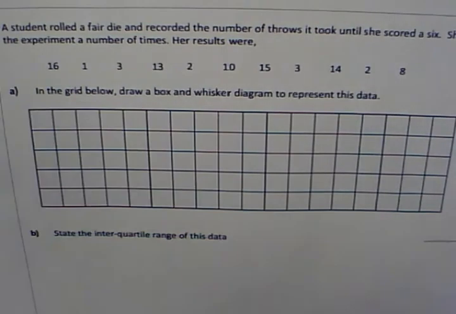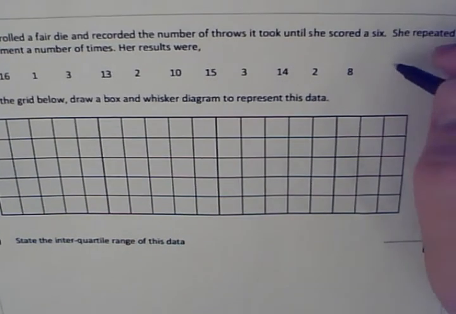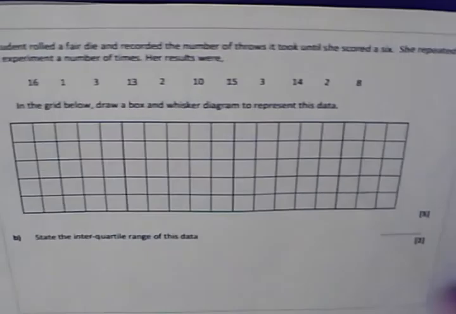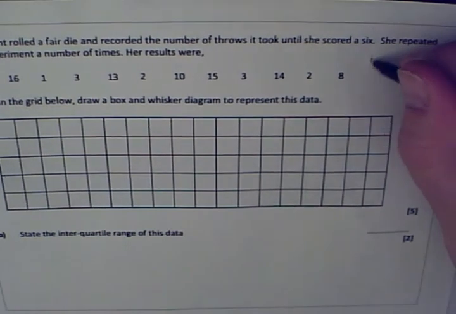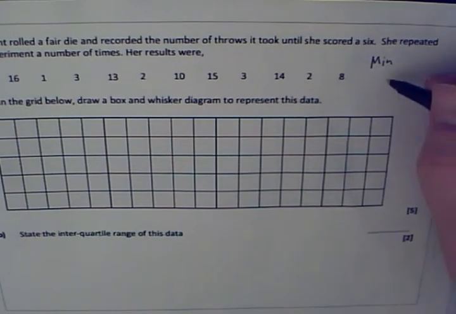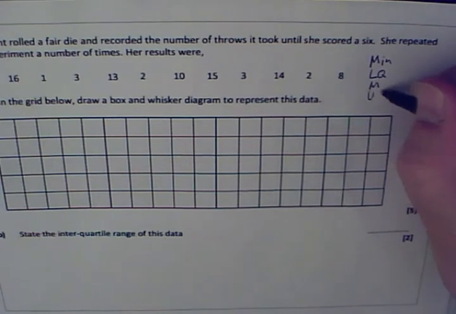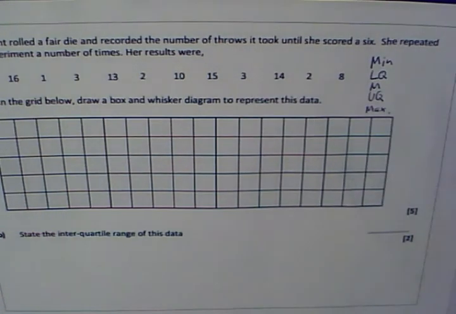For a box and whisker plot, I need the lowest value, the minimum. I'm going to write that down here, what I need. Let me just zoom out a little bit again. Zooming out for me just means moving the camera. So I'm going to need the minimum, the lower quartile, the median, the upper quartile, and the maximum. That's the information I need for my box and whisker plot.